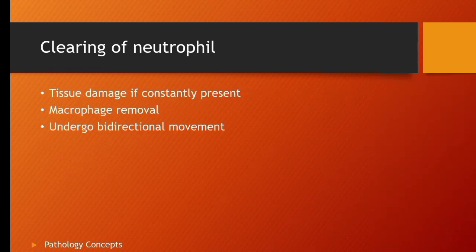Constant presence of neutrophils in the tissue leads to tissue damage and chronic inflammation. Neutrophils must be cleared away from the injury site after their role is done. Neutrophil clearance is not solely dependent on macrophage removal mechanisms. In some studies, it is seen that depletion of monocytes or macrophages did not compromise neutrophil clearance. Also, a few studies have noted that neutrophils are able to undergo bidirectional movement, and can go from the extracellular matrix into the blood vessels. This process is termed reverse migration.